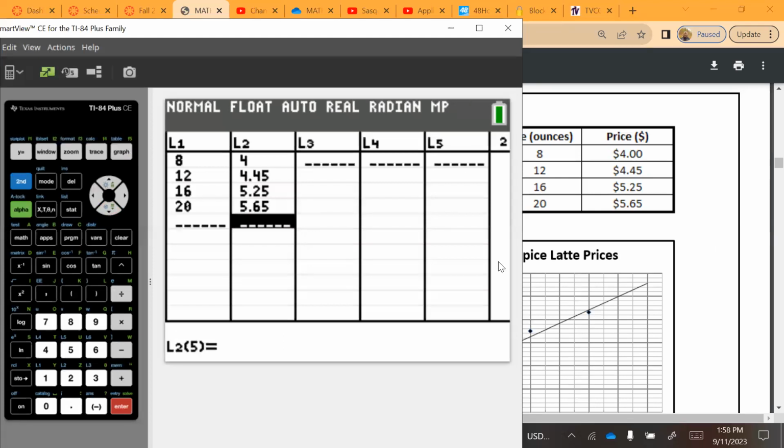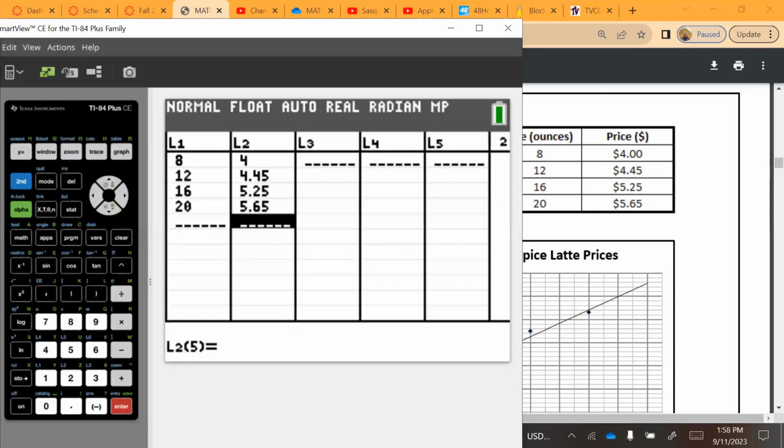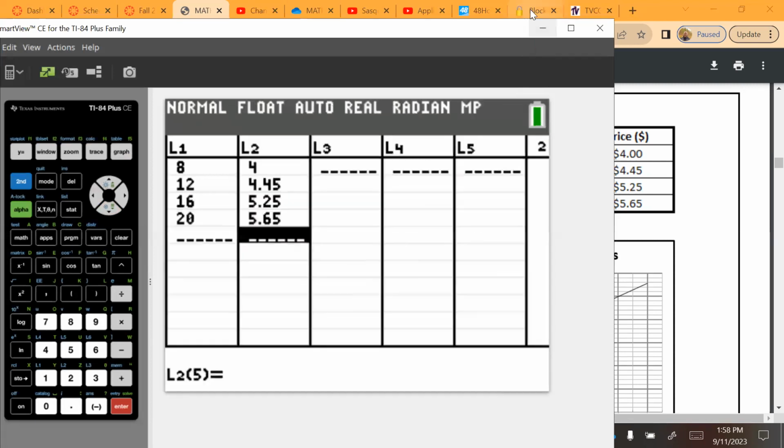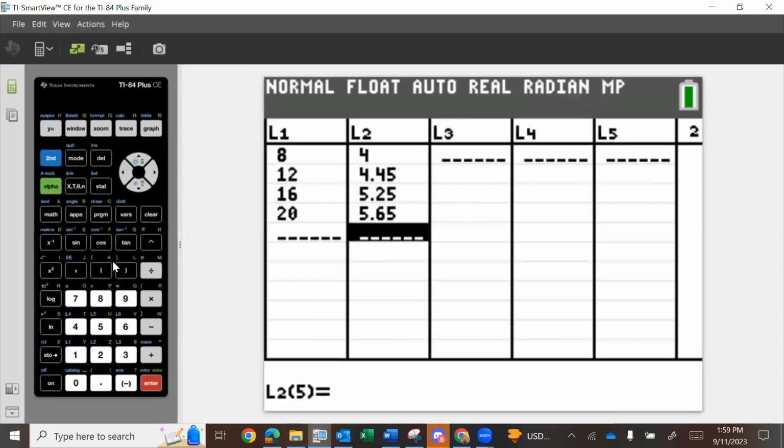And what was the question again? Find the equation. Oh, find the equation. Okay, I dig it. You know what? Let me just make it big. Cool. All right, so that's how you enter the data in.